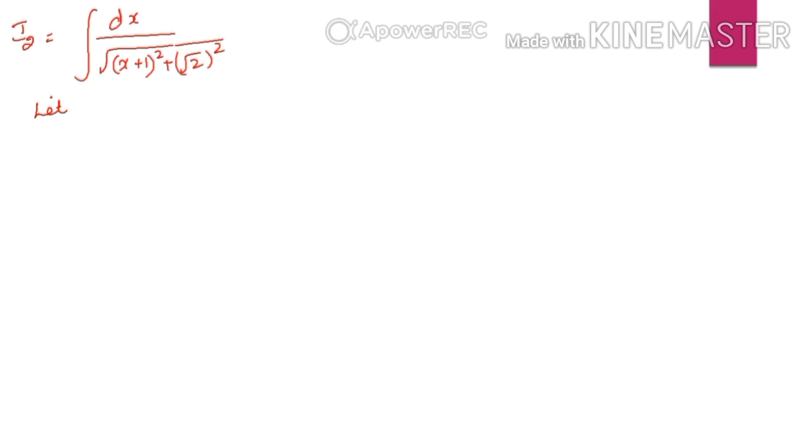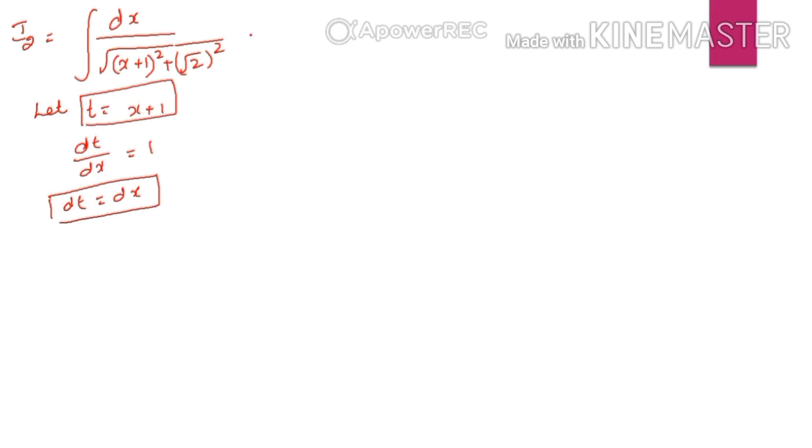So here, if we want a substitution, we can take one. Let t is equal to x plus 1. On differentiating, dt by dx is equal to 1, so dt is equal to dx. So we have to substitute the values of t and dx in I2. So I2 is equal to integral dt divided by square root of t square plus root 2 square.